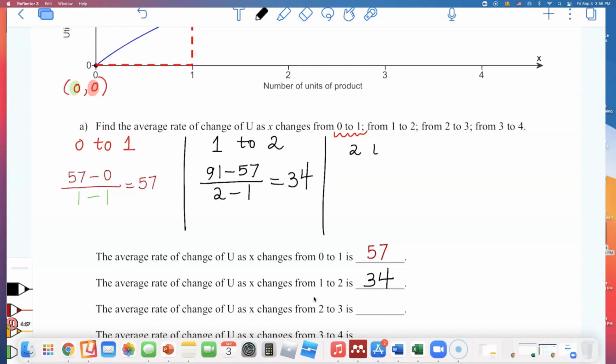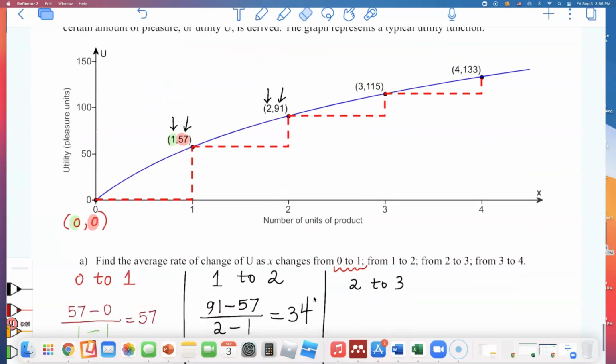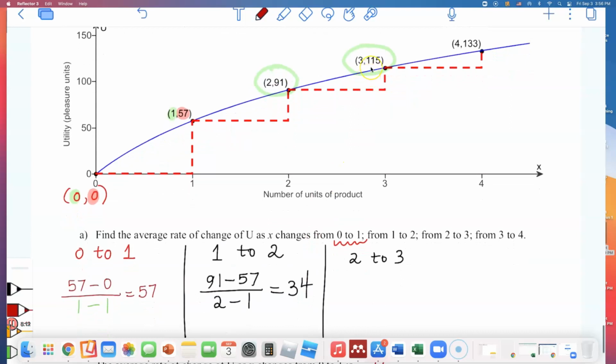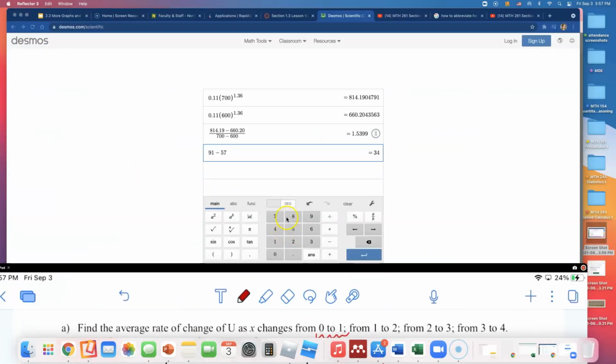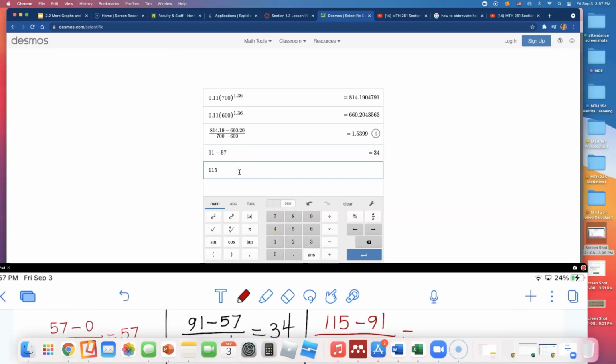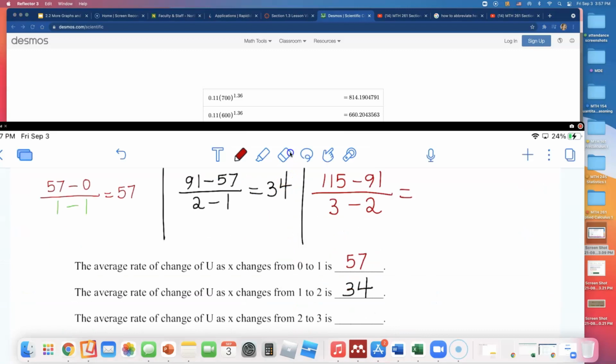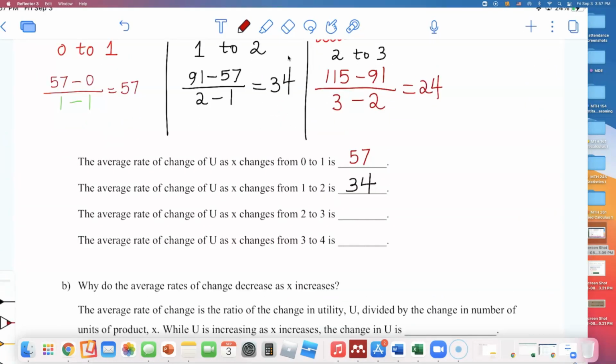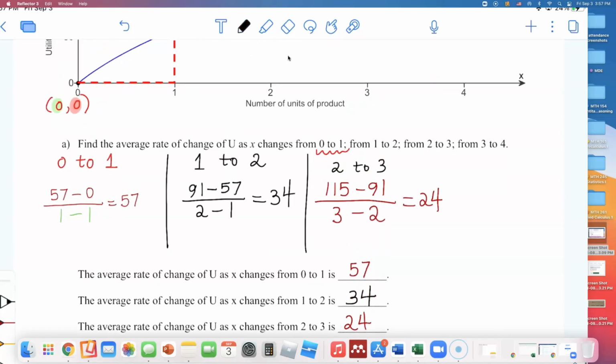All right, as it goes from 2 to 3, let's find the average rate of change. I need to look at this point and this point. Subtract the y values and put that on top: 115 minus 91. The denominator will just be 3 minus 2. I'll type this into my calculator. 115 minus 91, the happiness increased by 24. It's definitely slowing down. At one point, it's not going to bring me any more pleasure.